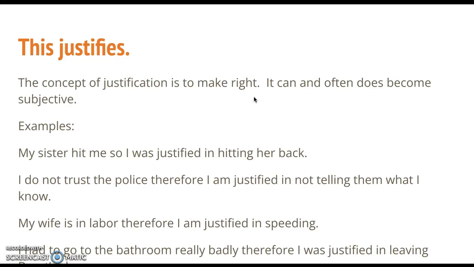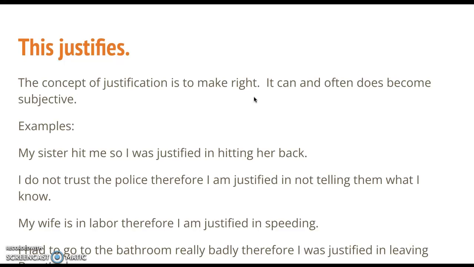on what it means. For example, my sister hit me, so I was justified in hitting her back. I was right to hit her back. Not everyone may agree with that. People may still say your sister's smaller than you, or you shouldn't hit a girl if you're a boy reading this, or you shouldn't hit anybody, right? So we still have questions about that justification.